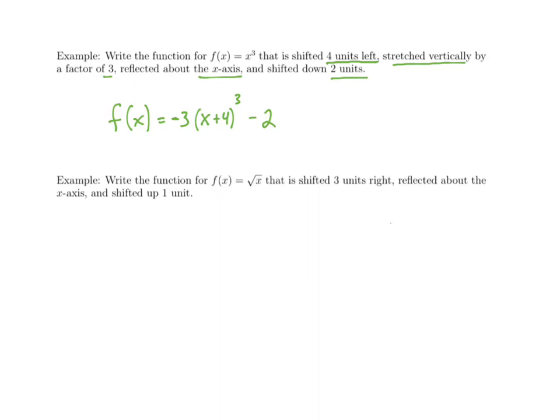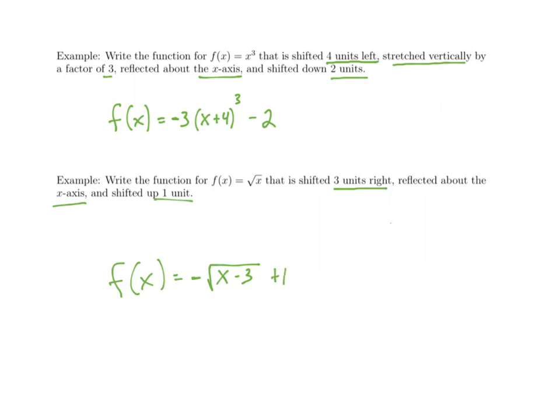And then for the last one, starting with square root of x, we're going 3 units right, reflected about the x-axis and 1 unit up. So this is going to be f of x 3 units right, so we're going to say minus 3 inside the function. Reflected about the x-axis, so that's a vertical reflection, shifted up 1 unit.